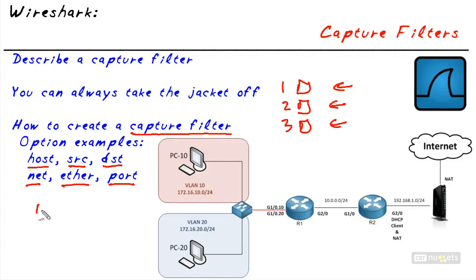We can also use the word not. So we can say, I want everything except for a specific host or a specific address to make it inside of the Wireshark capture.